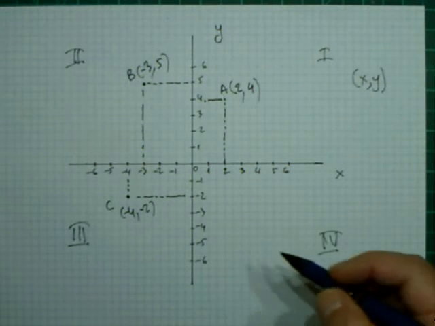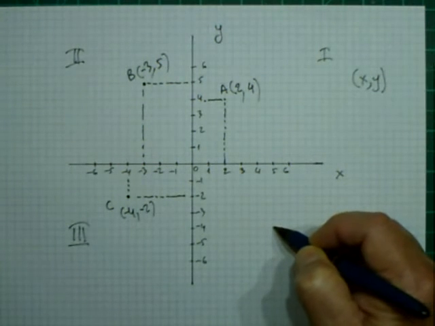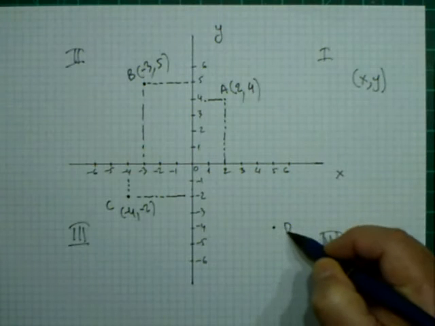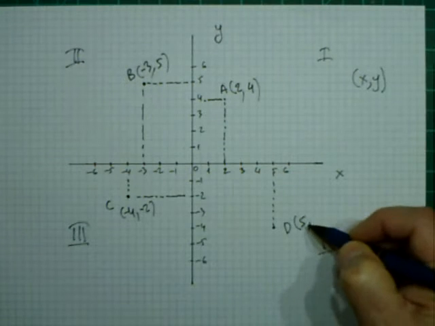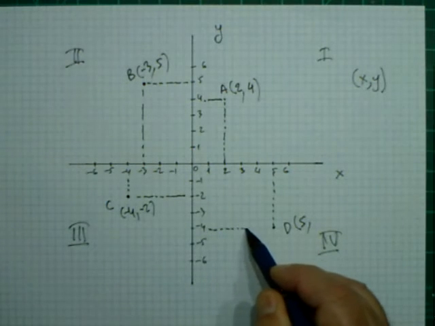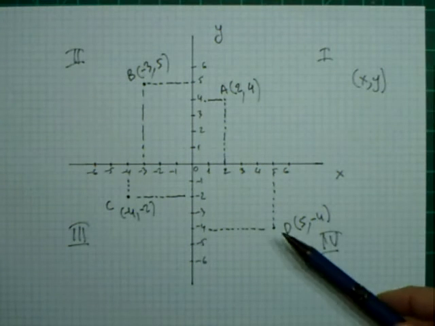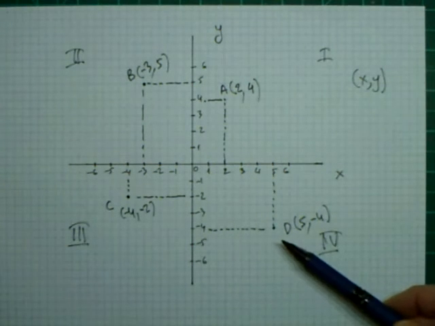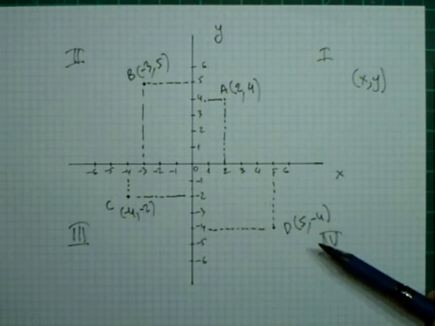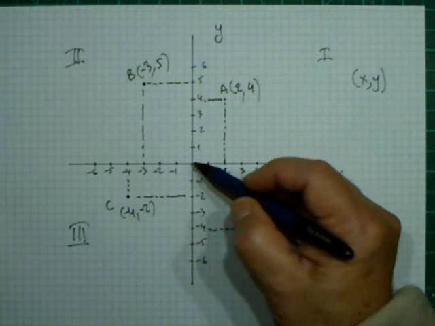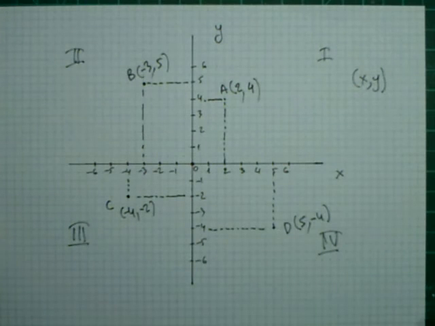Let's go to the fourth quadrant, say here. This point D here has abscissa 5 and its ordinate is -4. So the point D has coordinates (5, -4). Here we have the origin, the point of intersection between these two axes.